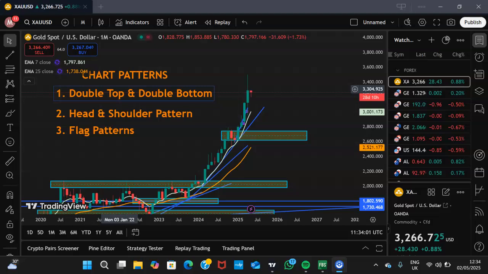All right, the next one will be the cup and handle. Now the cup and handle is very rare, like you don't often come across it, but anytime you have the cup and handle pattern, it's another beautiful pattern. So I want to show you how I use the cup and handle.